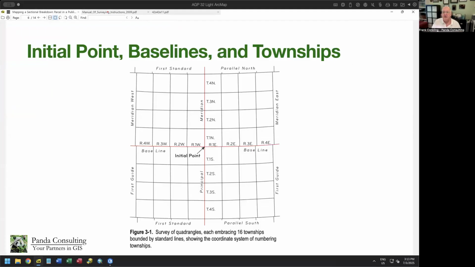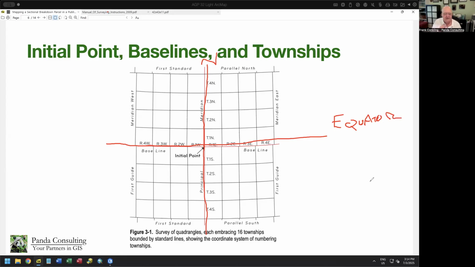All right, so the initial point: they would start at an initial point and then start measuring the principal meridian. This principal meridian, you have to remember, is true geographic north. The intent is that it's supposed to be due north. And then they would measure baselines. Baselines are parallel to the equator.